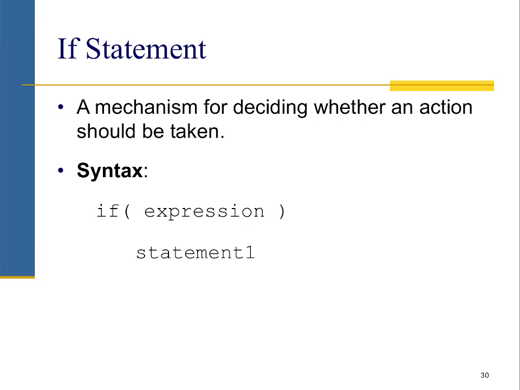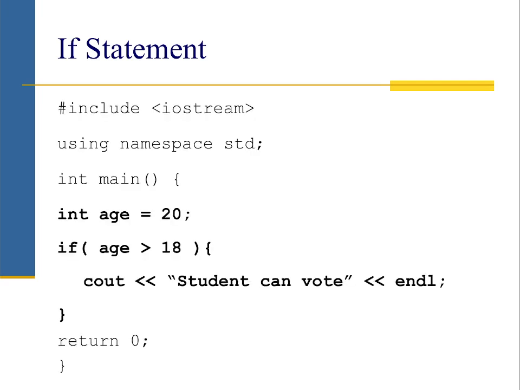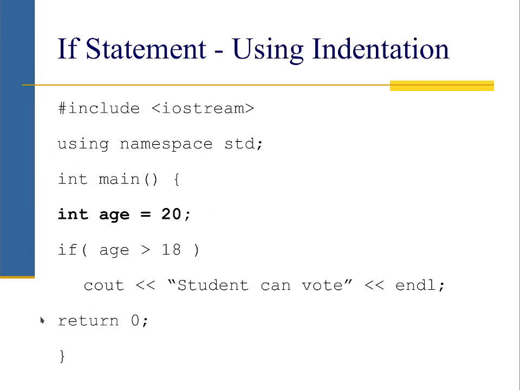So it is a mechanism for deciding whether an action should be taken. This is an if statement, and the syntax is if, then in your brackets the expression, and then your statement on the next line, just like this. This is our if, and this is our expression, and this is our statements. And also you can see the indentation over here.